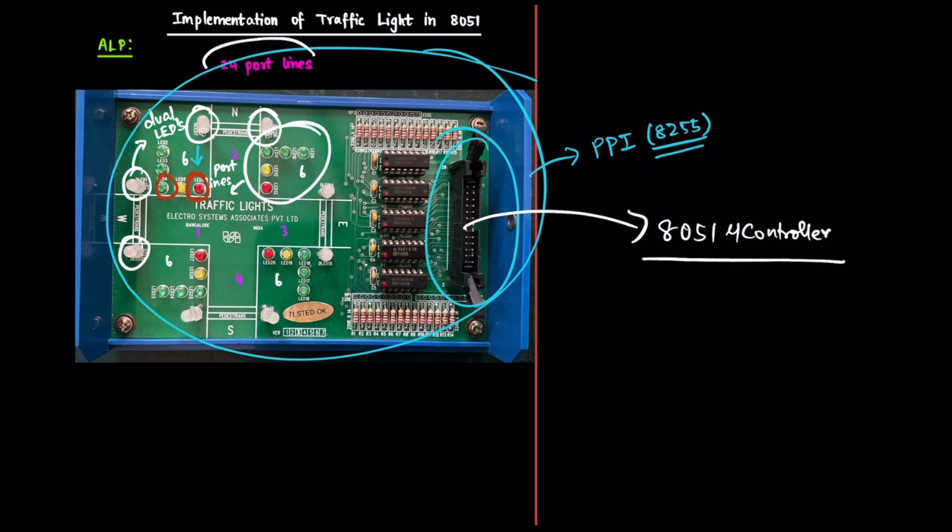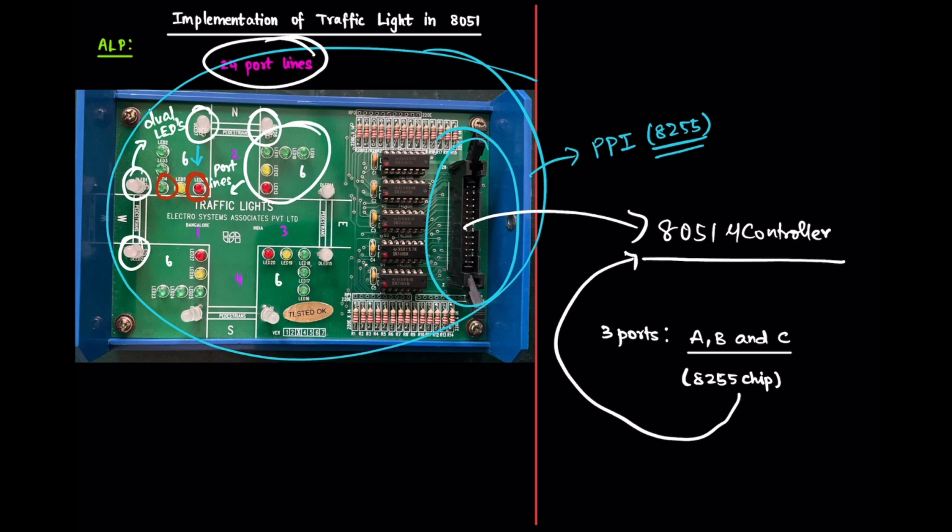So I had told that there are 24 port lines here. So for example, let me tell you some port lines. So we are going to be using 3 ports, A, B and C. Now these ports A, B and C are present in the 8255 chip. Now this chip is going to be connected to 8051 microcontroller. So these ports are used for interfacing to external devices.